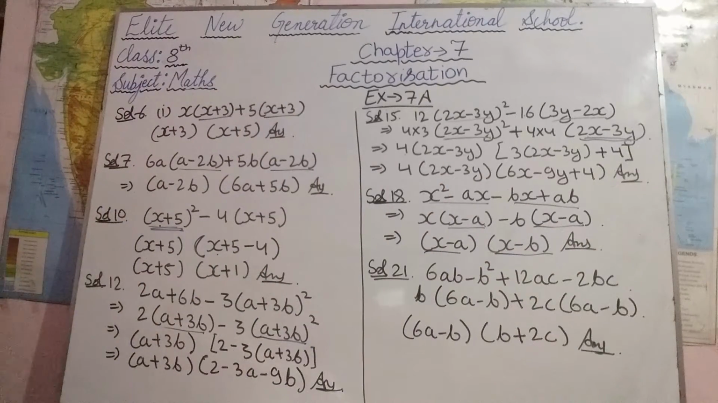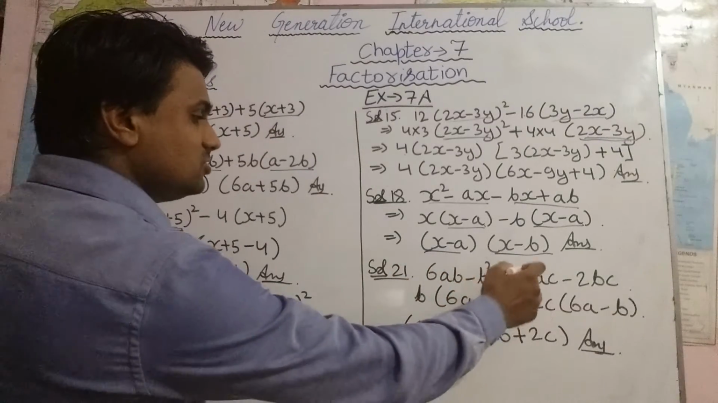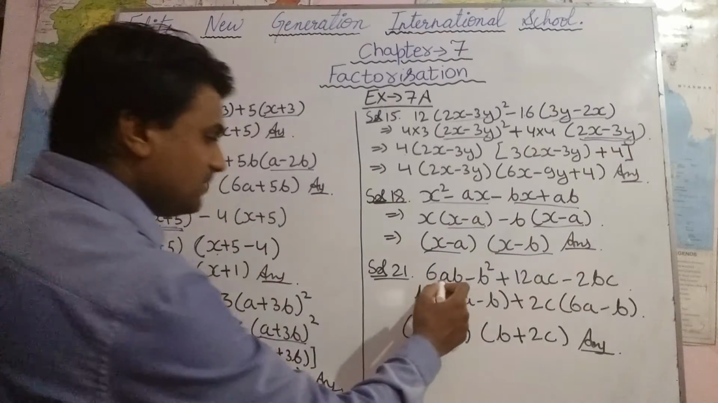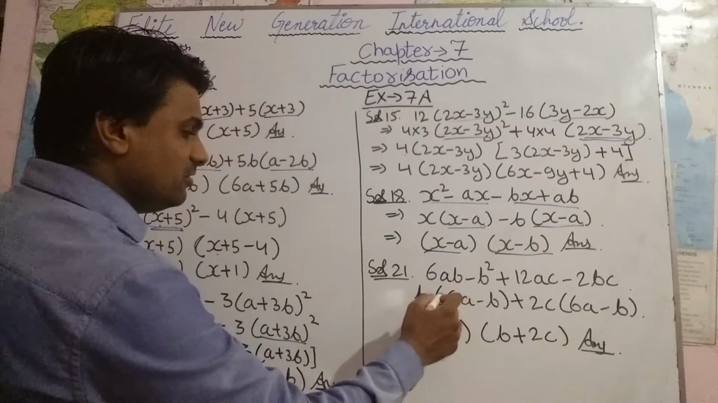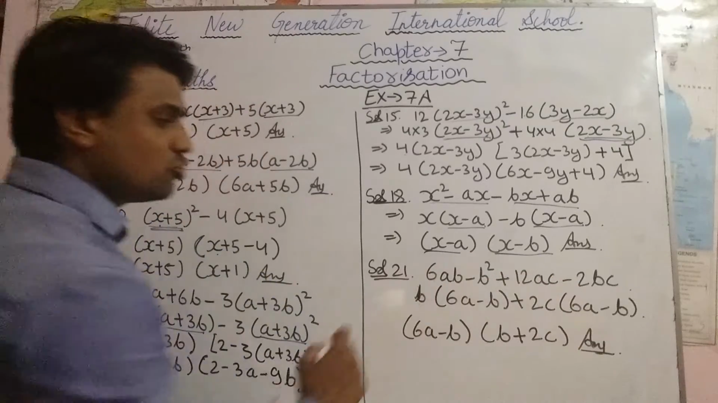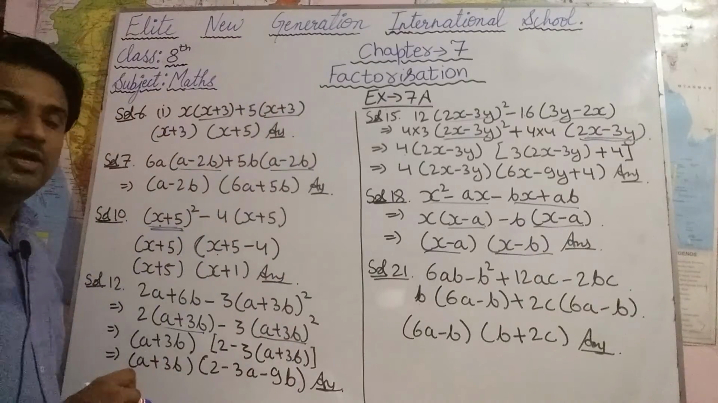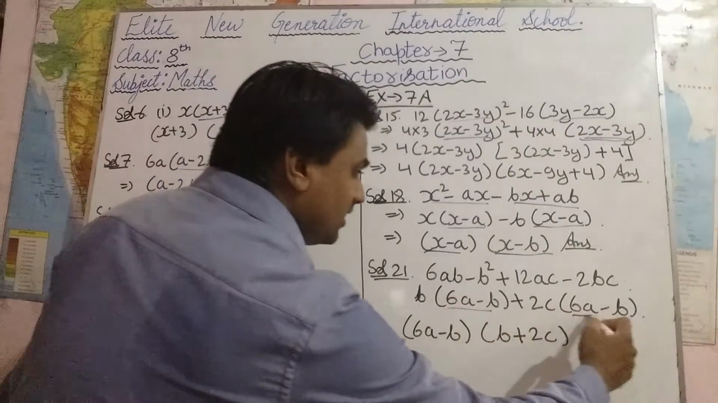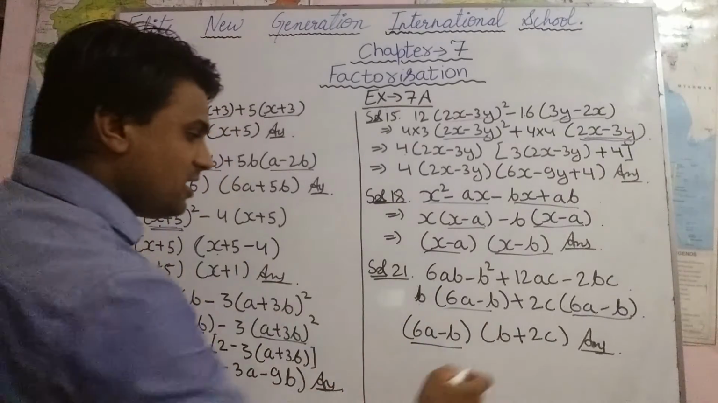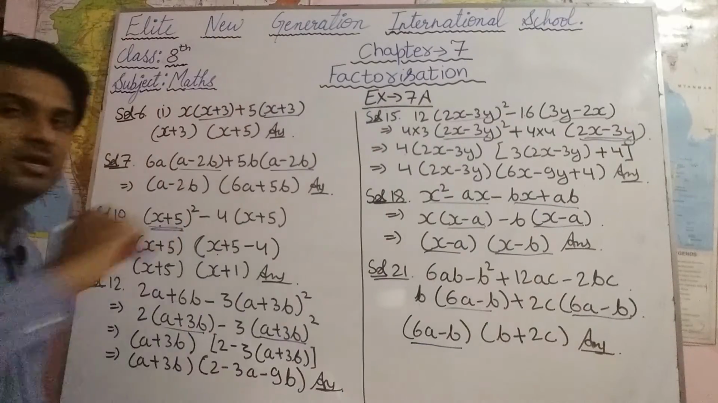Now after this, see question number 21. In 21 we have 6ab minus b square plus 12ac minus 2bc. So from these we can take b as common, so when we take b common, it will be 6a minus b, and here we can take 2c as common. When we take 2c as common, it will be 6a minus b. So here 6a minus b is common, so we can take 6a minus b common, and in bracket it will be b plus 2c. So 6a minus b and b plus 2c will be the answer.